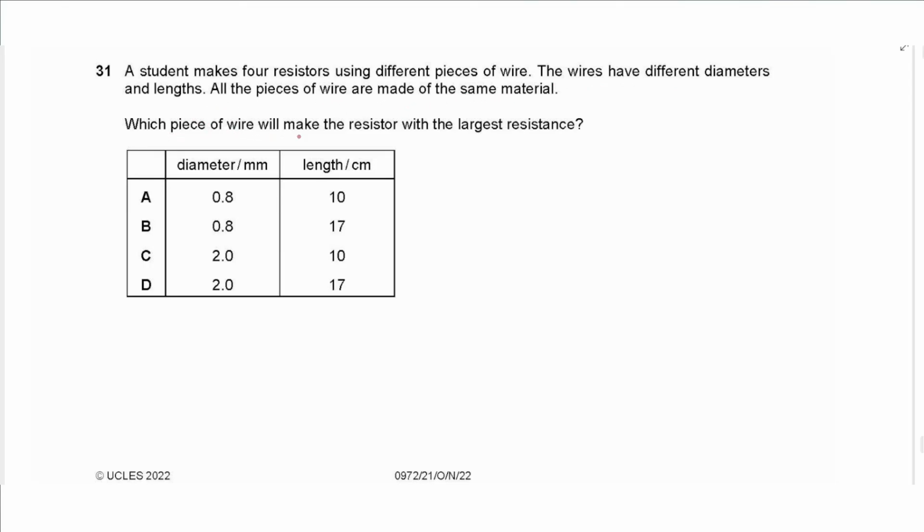Which piece of wire will make the resistor has the largest resistance? So largest resistance means smallest area, so smallest diameter, and the longest length, so the answer is B.